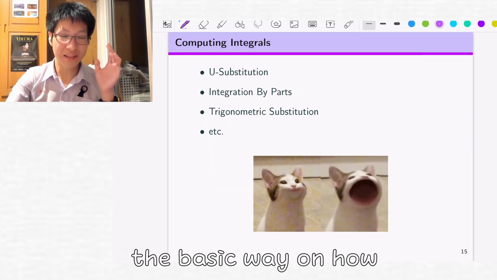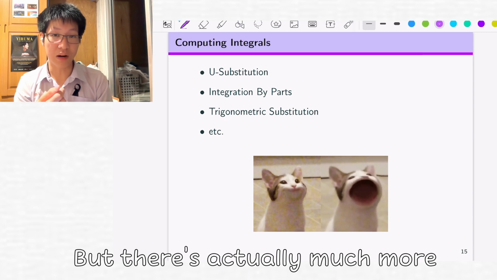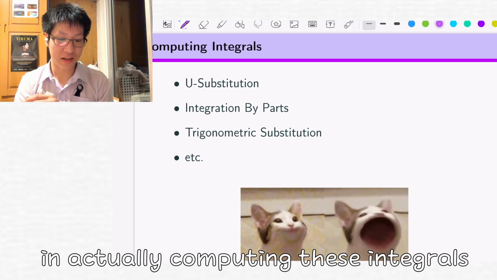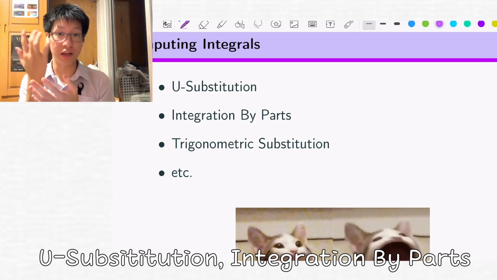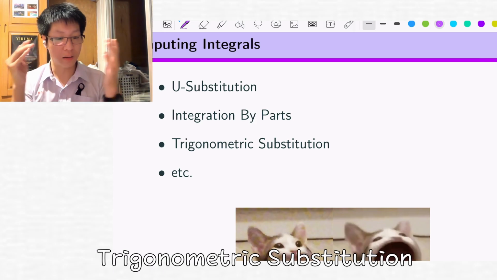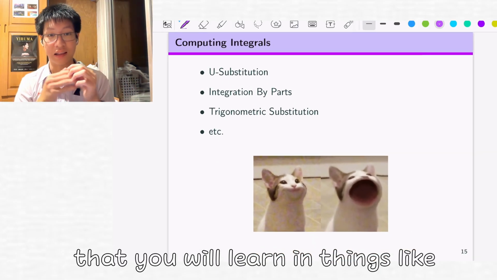And so that's the basic way on how we actually compute the integral, but there are actually much more advanced techniques in computing these integrals. So there are techniques like u-substitution, integration by parts, trigonometric substitution, and so much more that you will learn in things like calculus 2.